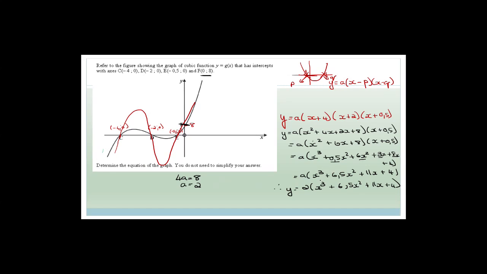And yes, I know some of you would just multiply the 2 straight away. That's fine, no problem with that. Which becomes 2x cubed plus 6.5 times 2 is going to be 13x squared plus 22x plus 8. And there you go, that's the formula. So always remember this trick that you need to multiply out the places that you have cut, like your x cuts. And then you need to multiply all of that by an a, because like I said, this graph could be very tall or it could be very short, and you don't know where it's going to fit. So you need to work through it like that.